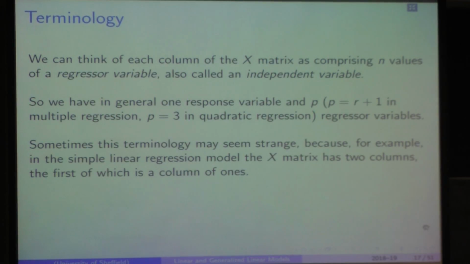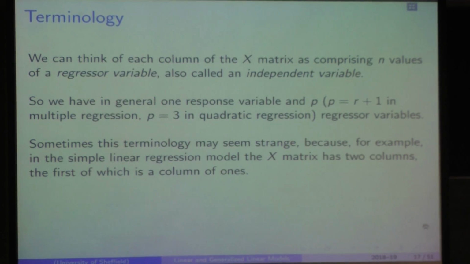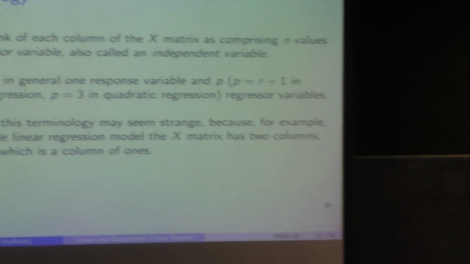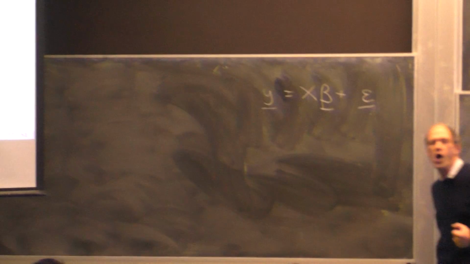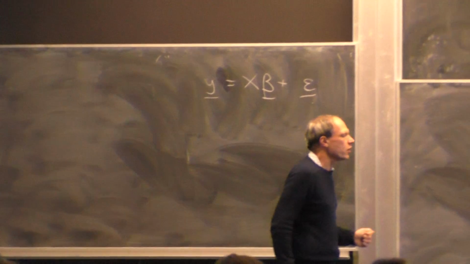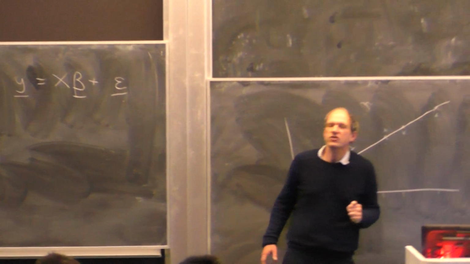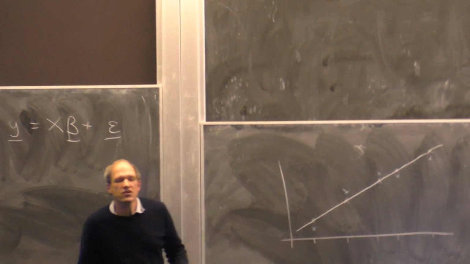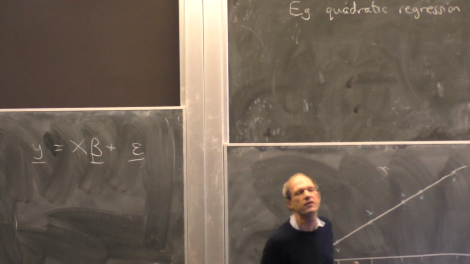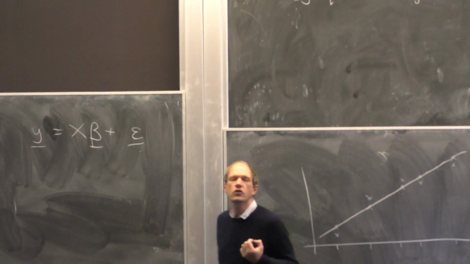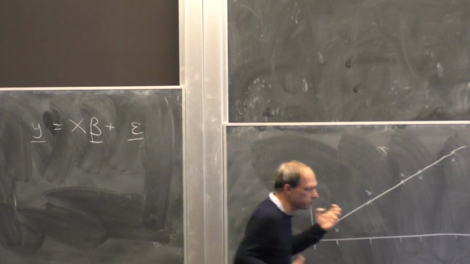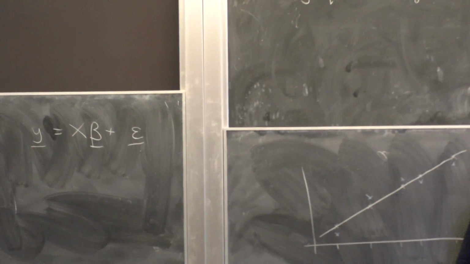This terminology might seem a little bit weird, because certainly in this example, and in pretty much all the other examples, one of the columns consists of ones. So one of our regressor variables is not actually a variable, it's the constant 1. We're not going to worry about that. Our use of the phrase regressor variable will include the possibility that the variable is a constant. If it's a constant, it will always be 1.